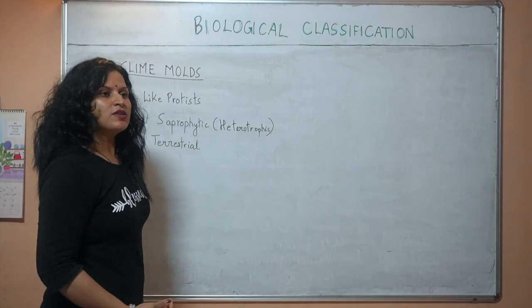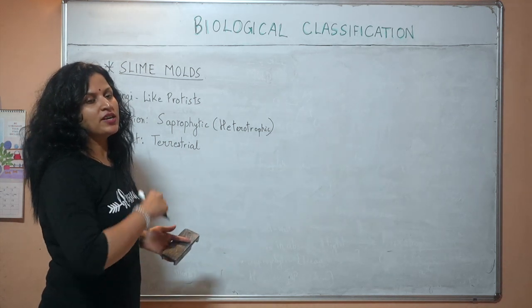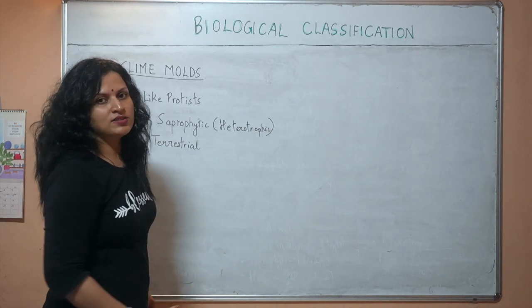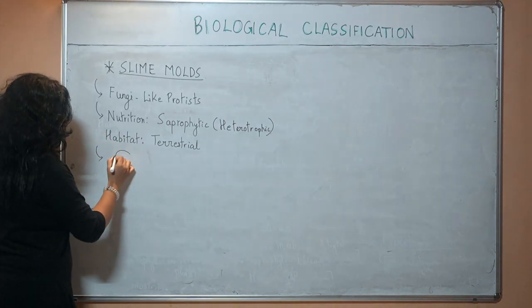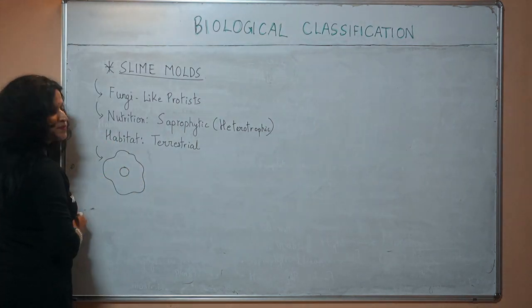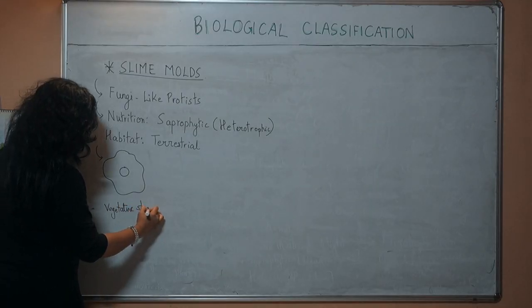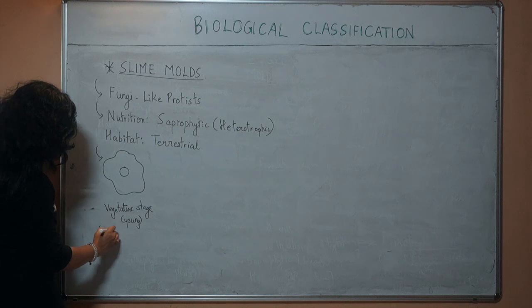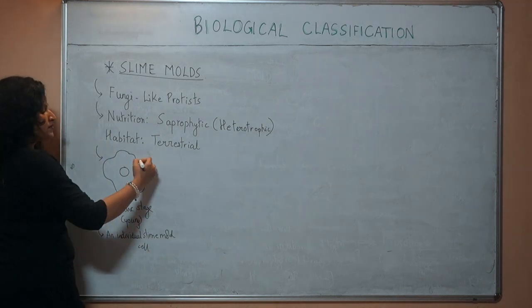The slime molds are known to have two stages in their life cycle, a young stage and an adult stage. In the young stage it will look different from the adult stage. I will show you a cell in its young stage. This is how the cell looks. This stage is called the vegetative stage, the young stage. This is an individual slime mold cell, and this is how it appears.